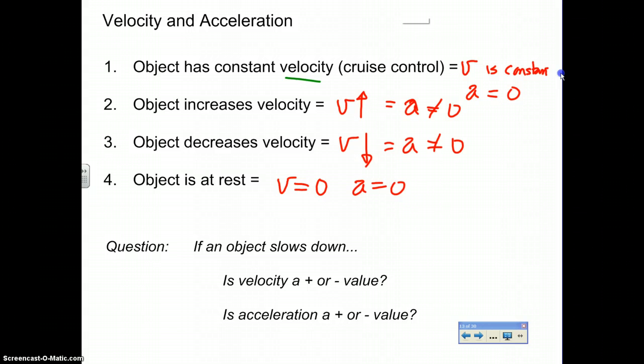If an object slows down, is its velocity a positive or negative value? Is its acceleration a positive or negative value? This is one of the trickiest things in physics. A lot of times people get really confused here. Does speeding up or slowing down necessarily mean positive velocity or negative velocity? Does it necessarily mean positive acceleration or negative acceleration? Don't fall into our trap.